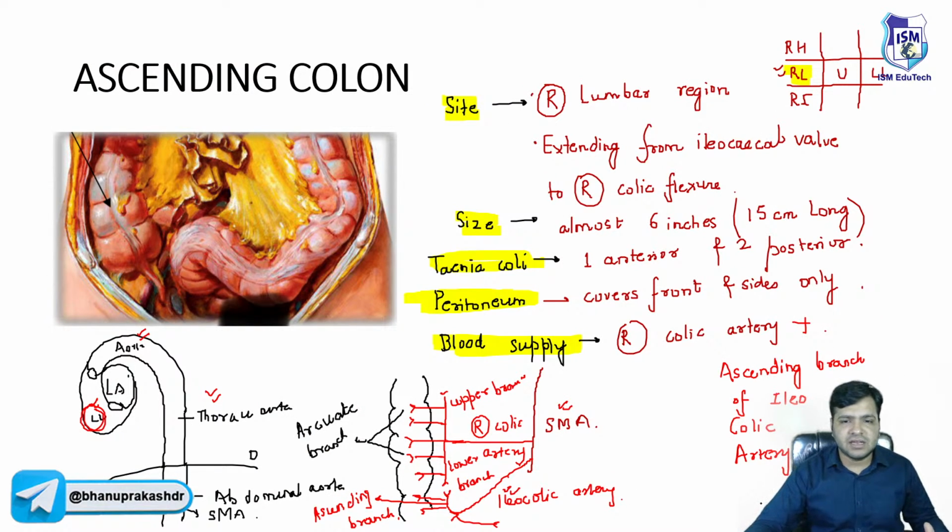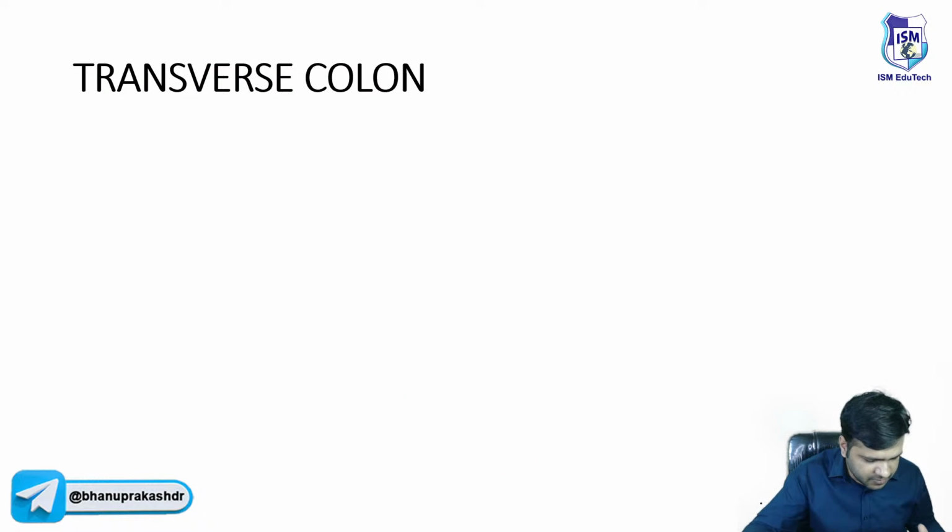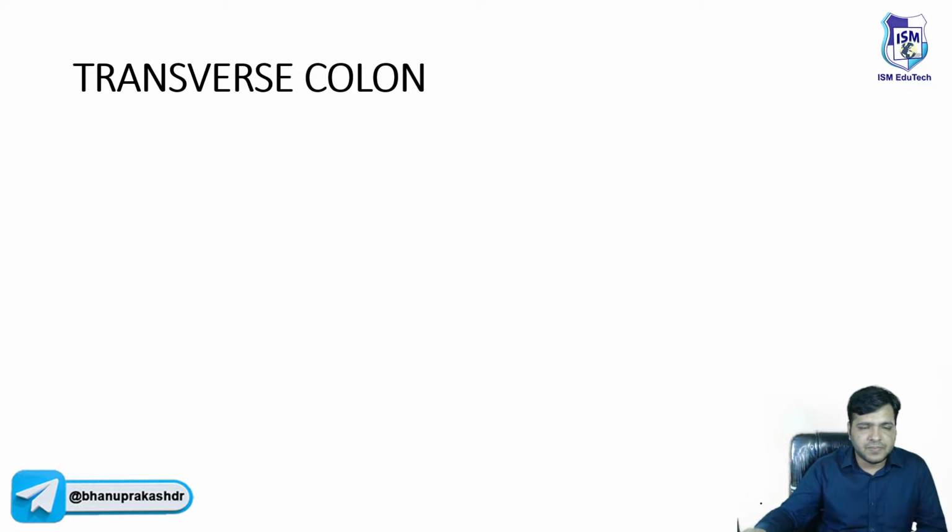The site, taenia coli, peritoneum, blood supply. I hope it is very much clear to each and everyone. The ascending colon. Now coming on to the transverse colon. Garima, very good. So now coming on to the next part, that is the transverse colon.